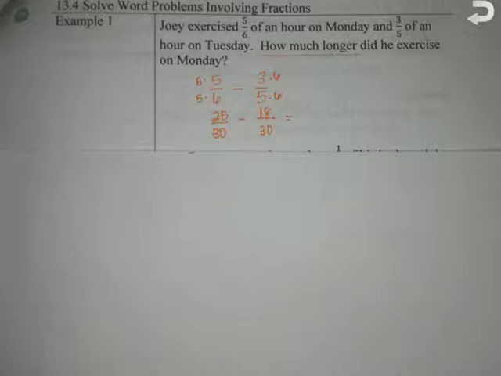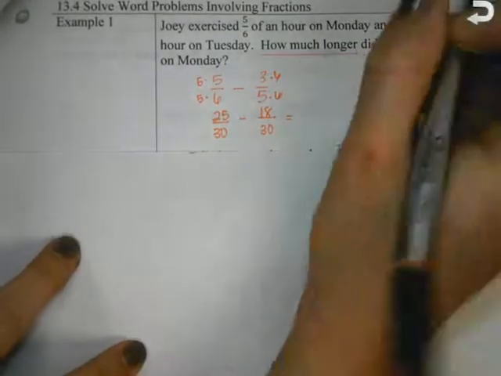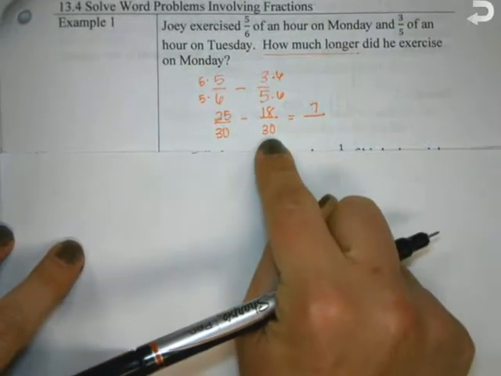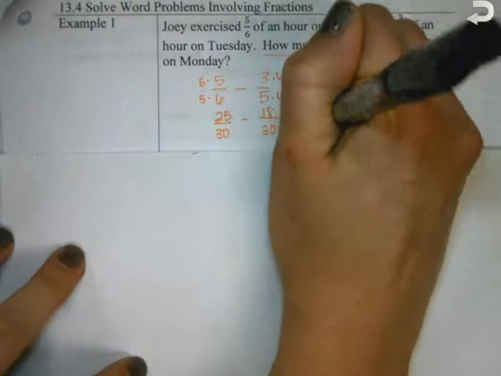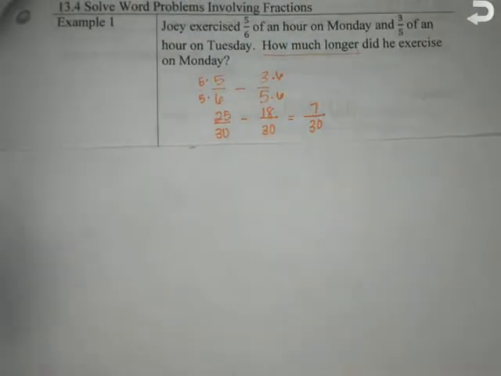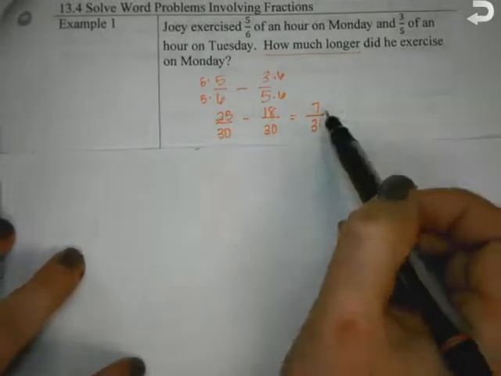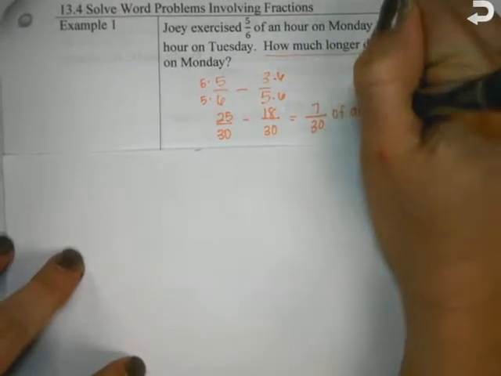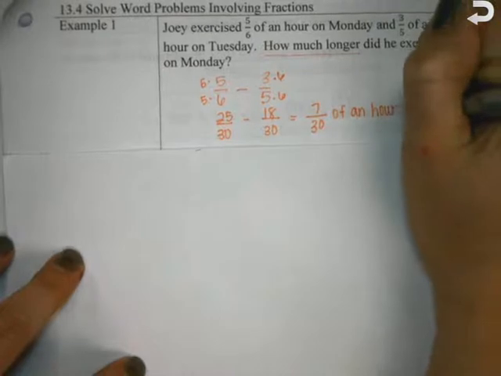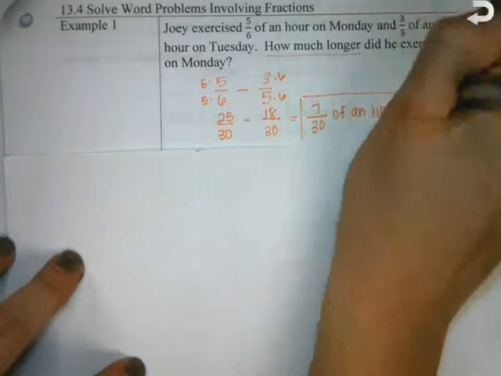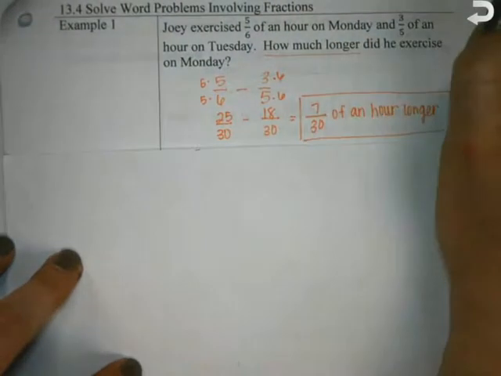Subtract straight across. So 25 minus 18, what does that give me? What did you get? 7? What do I do with the denominators? Do I subtract them or do I keep them? Keep them. So we get 7/30. Does that reduce at all? No. Okay, so 7/30 what? Longer. He exercised 7/30 of an hour longer on Monday, right? So 7/30 of an hour longer. That's an okay answer.